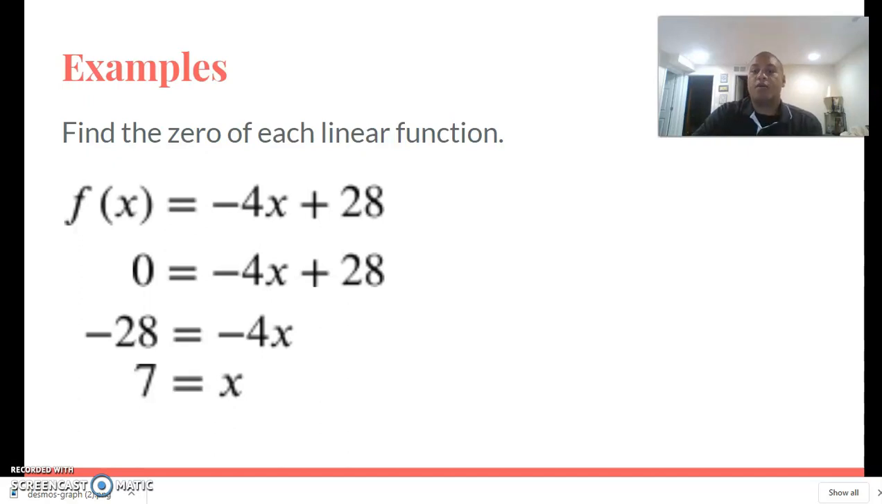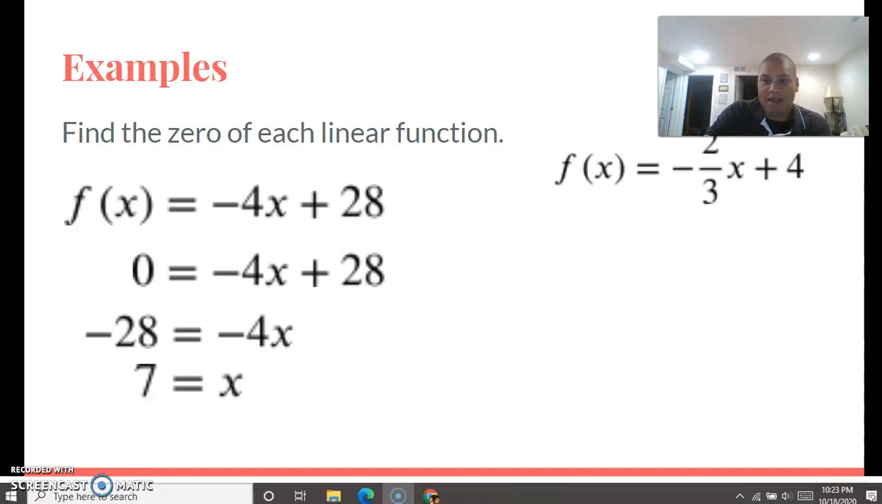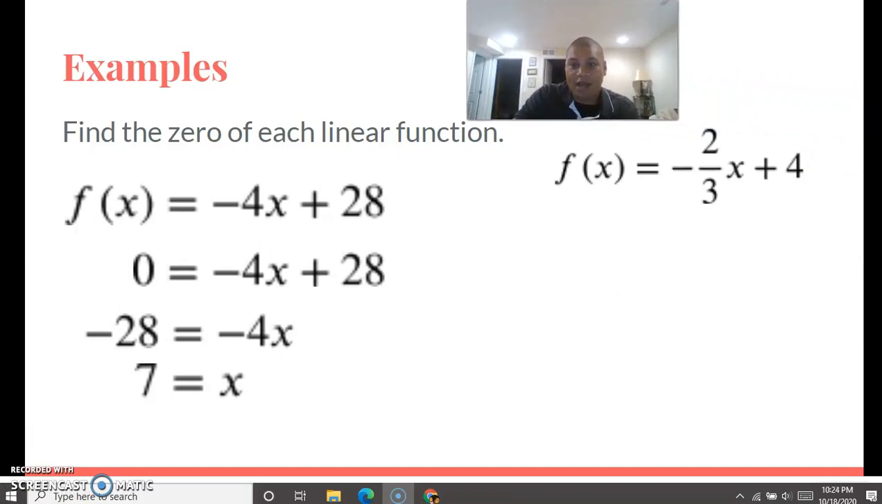That's it. I'm not going to throw you any curveballs. We've got one more example, which I'm going to move my head out of the way for. And I want you guys to try this one, so pause the video. Try and find the zero of this function. f of x equals negative 2/3 x plus 4.